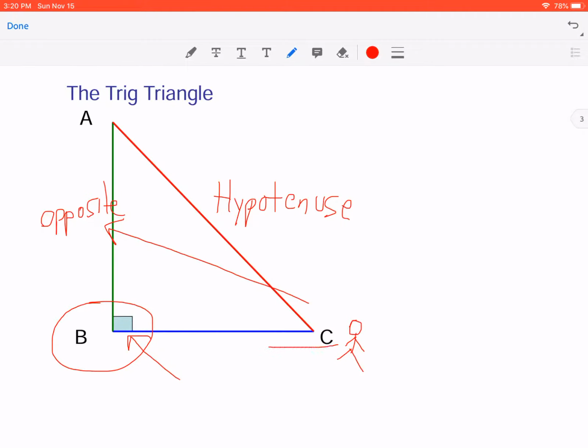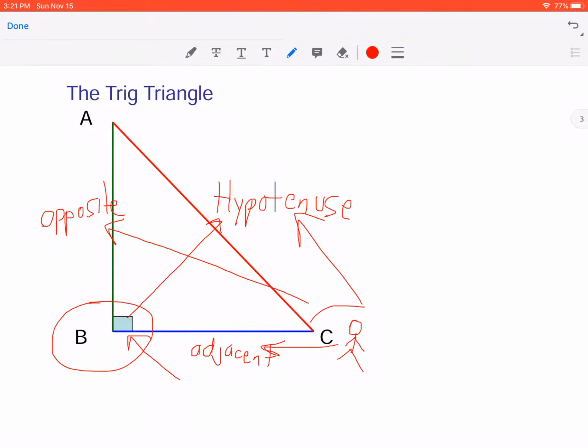This side is the closest to me. It's called adjacent. Remember, adjacent angles were beside each other. The adjacent side is the closest side to you, so this is called adjacent. Why is that not called the adjacent? Because that's always the hypotenuse. Remember, the hypotenuse is always across from the 90-degree angle, and it's always the biggest side.